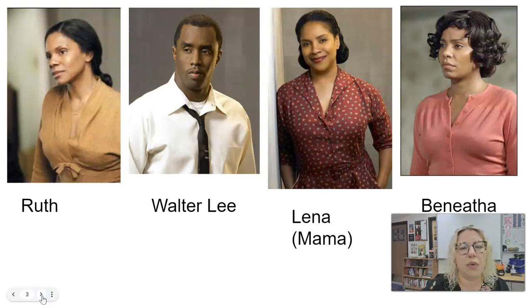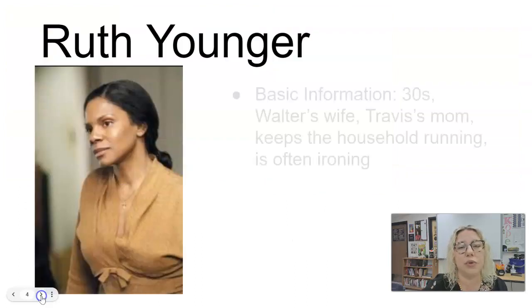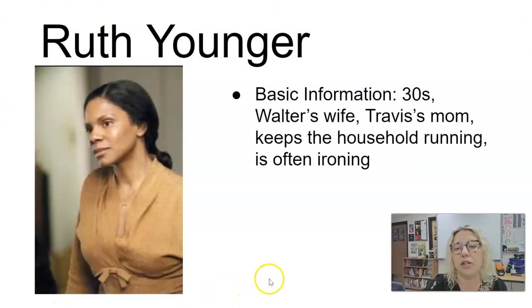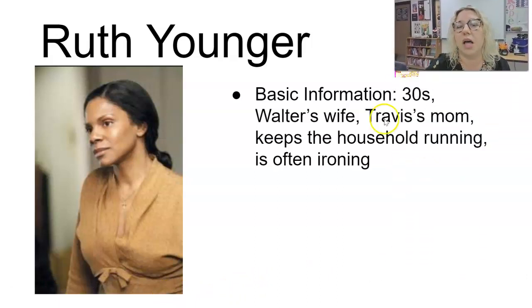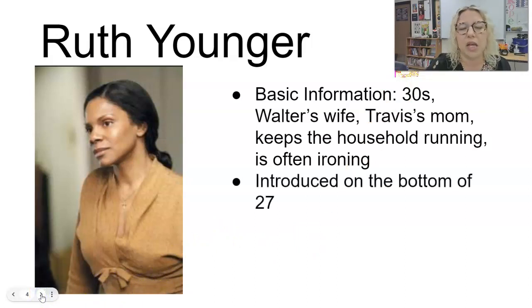So if you remember, we have these 4 main characters. Our first character is Ruth Younger. What do we know about her? Well, she is in her 30s. She's Walter's wife, Travis's mom. She keeps the household running. She's often ironing, especially early in the play when we see her. She's introduced on the bottom of page 27, so you'll get a good description if you turn to the play and read that about her.